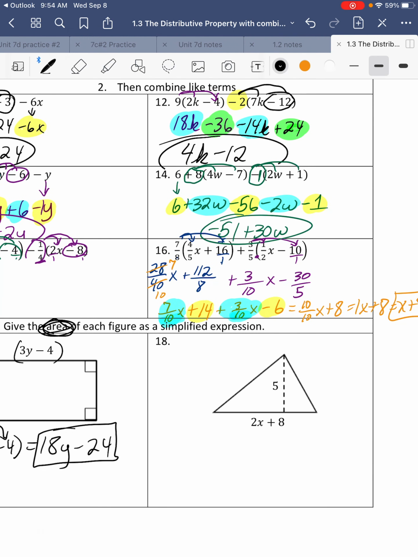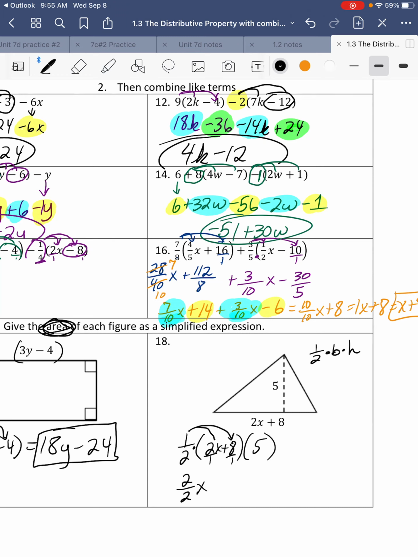Here we go with a triangle. Area of a triangle is 1/2 times base times height. So we have 1/2 times the base, which is 2x plus 8, times the height, which is 5. Distributing, with multiplication, you are only actually distributing to one thing. So with multiplication of multiple things, you work it left to right. So 1/2 times 2x, multiply the numerators, 1 times 2 is 2. Multiply the denominators, 2 times 1 is 2.